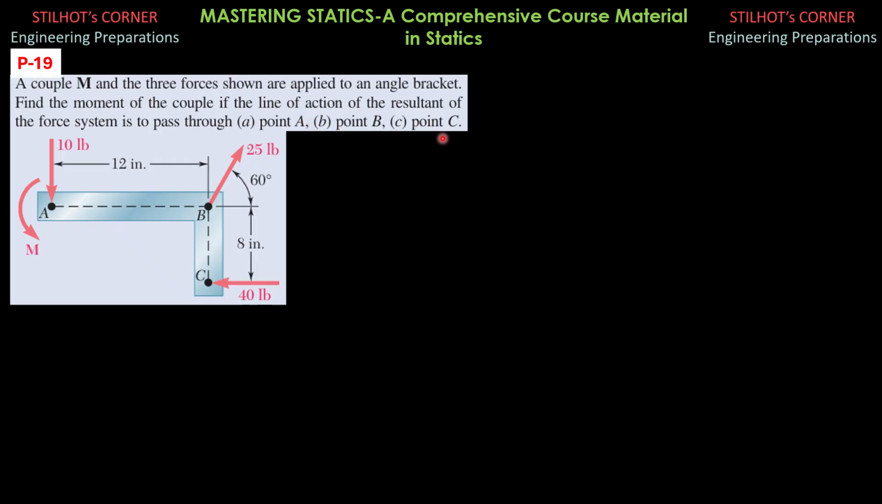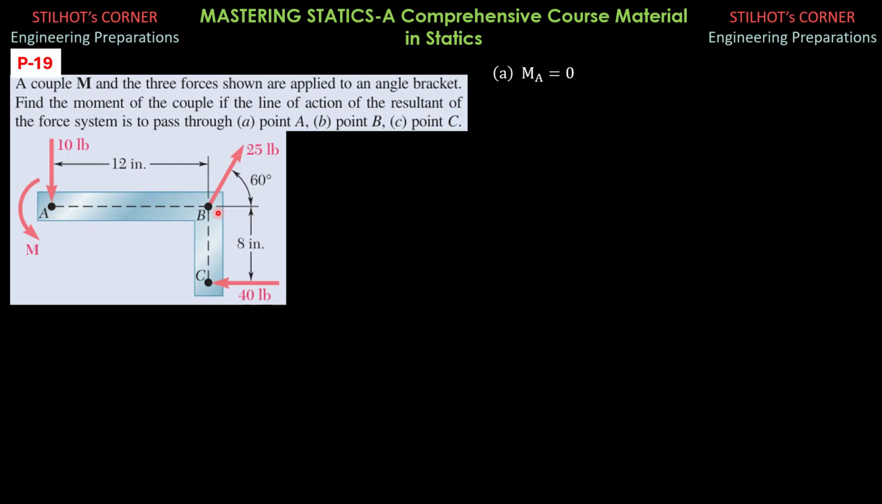So for part A, the analysis is if the resultant passes through A, then the moment of the resultant about A is zero. Moment about A of the resultant is zero, and that is also the sum of the moments of its components about A. So considering counterclockwise moment as positive, we sum up moments about A and equate it to zero, because MA is zero. So M, this has no moment because it acts at A.